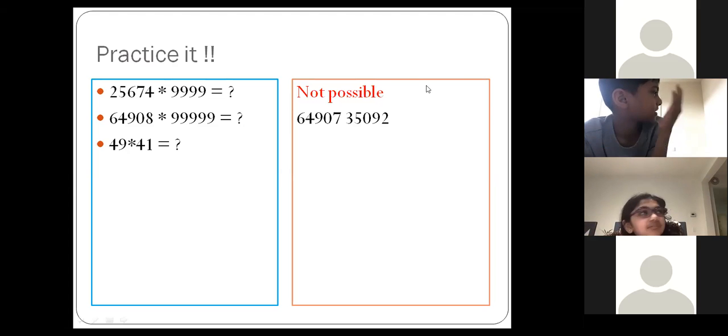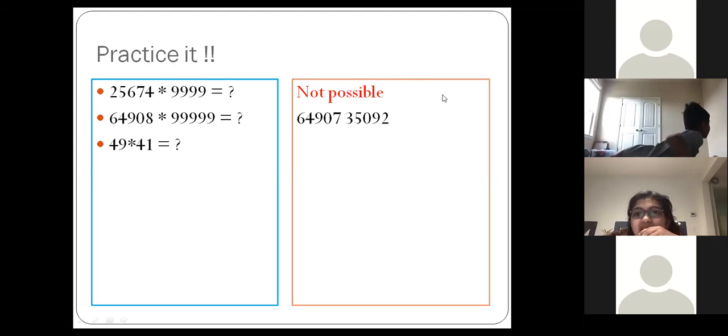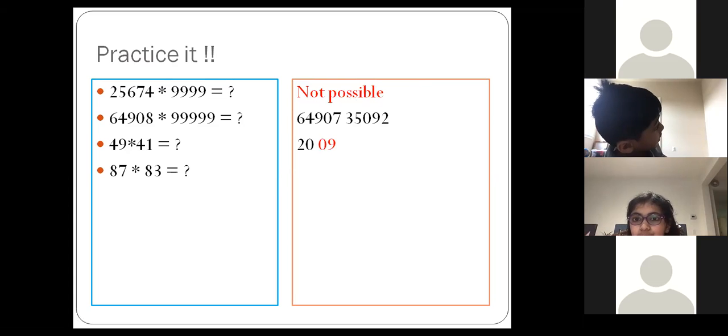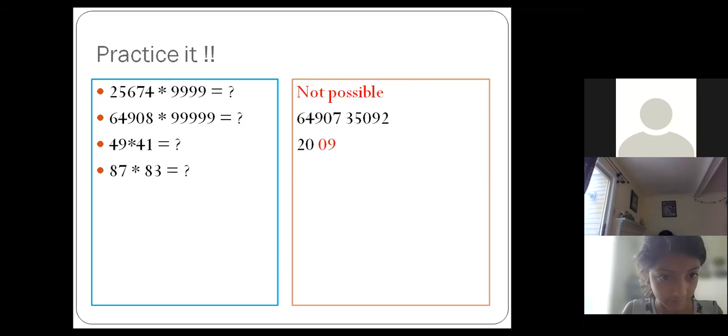Let's go further. Nice, nice. It means all of you have understood very well. Good. Now we go for the next problem. 87 into 83. Which formula will you be using? Write the answer in the chat box.